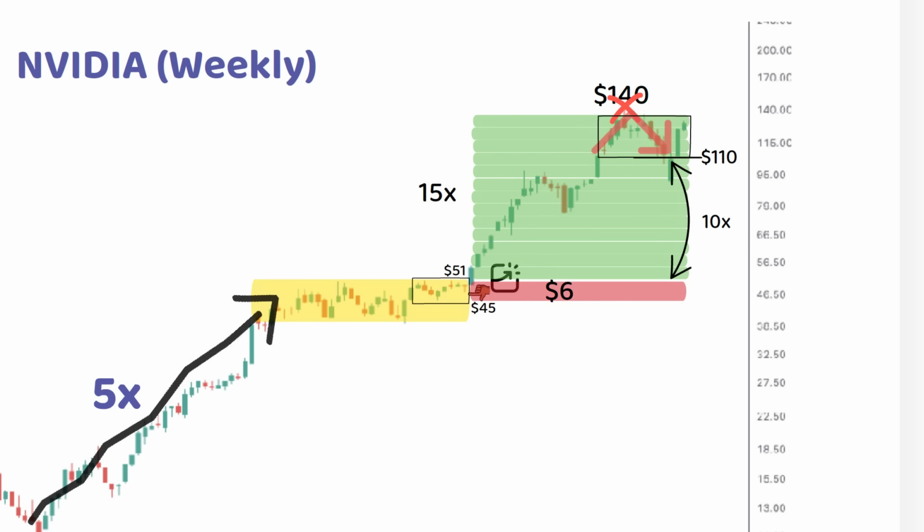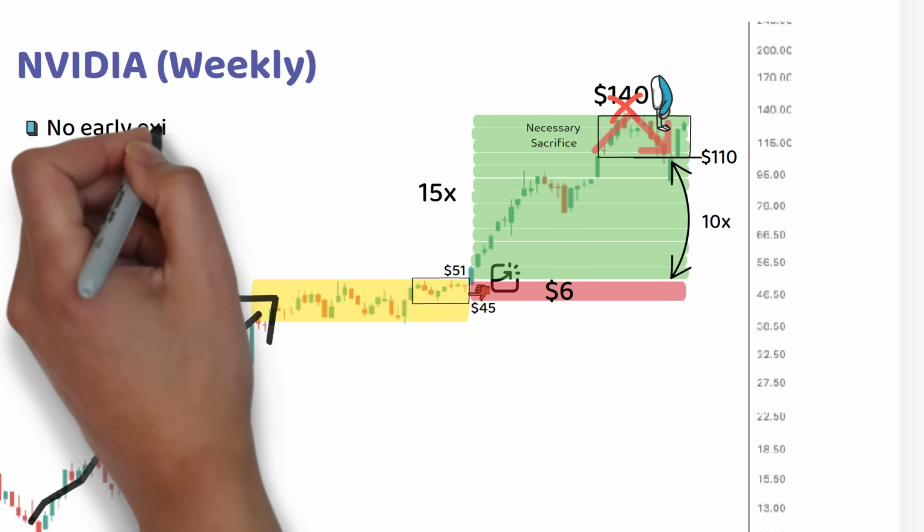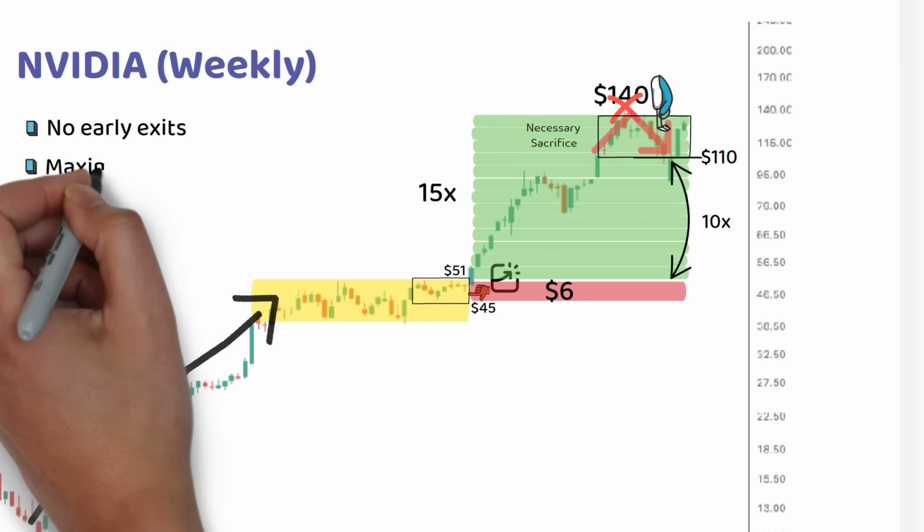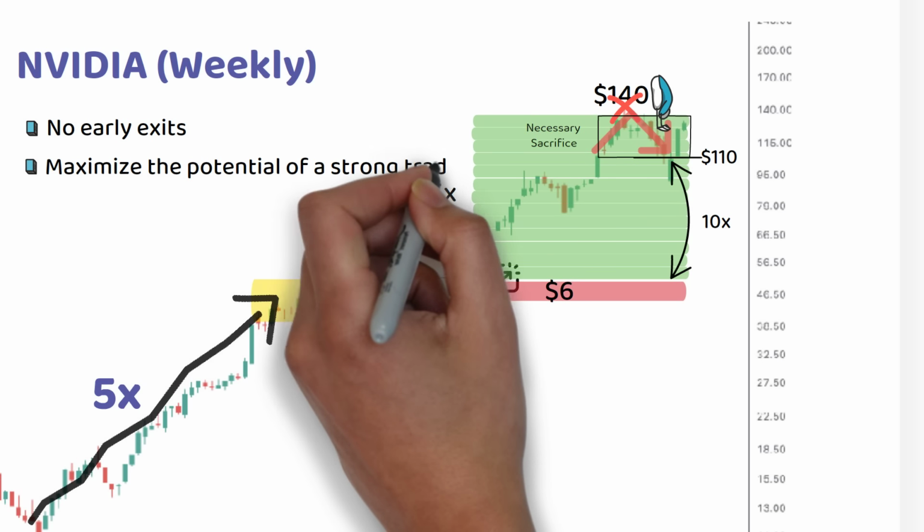The missed profit from the peak is often a necessary sacrifice for traders who aim to let the trade run as long as possible, capturing as much profit as the trend allows before it loses steam. This approach helps avoid exiting too early and ensures that you maximize the potential of a strong trade.